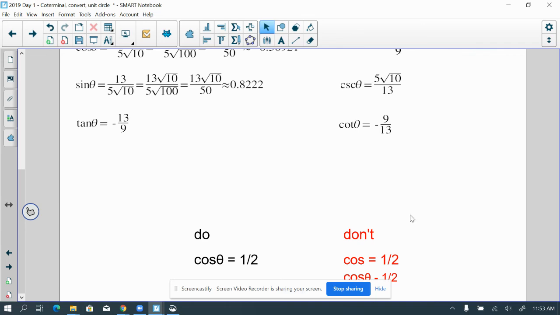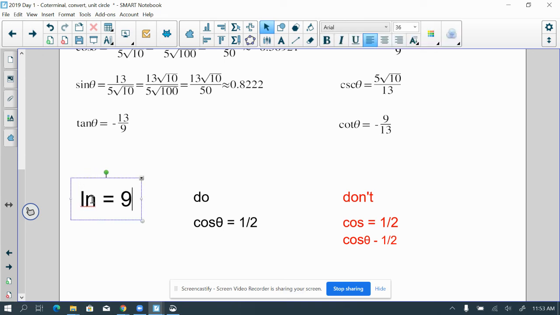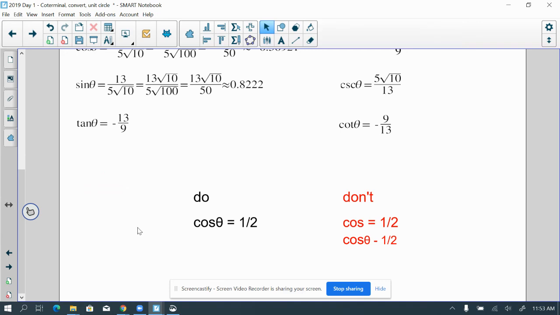A couple of do's and don'ts. When you're writing these functions, any one of these 6, they are functions, so they need a domain. Remember when we studied logs, this would make no sense at all. Natural log equals 9, that doesn't make any sense. The natural log of something equals 9, not just the natural log equals 9. Natural log is a function. So cosine is a function. You need a domain, which is an angle.